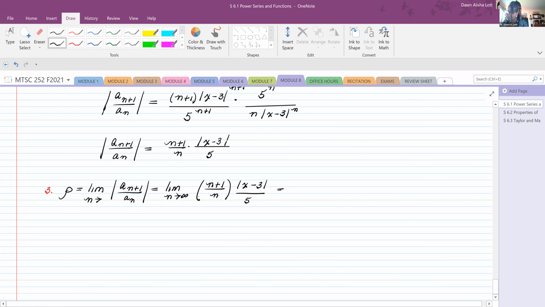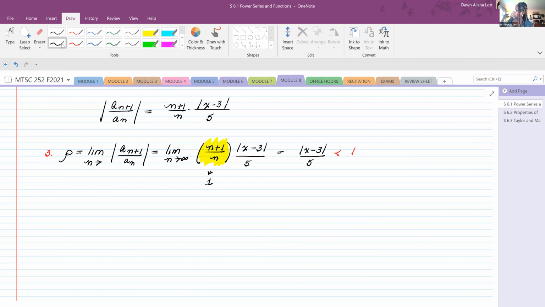Well, this part here is just 1. So that part just goes to 1. So then I just get the absolute value of (x minus 3) over 5. And then in order for it to be convergent, that has to be less than 1. So therefore we get the absolute value of x minus 3 has to be less than 5. Okay, so that says negative 5 is less than x minus 3.